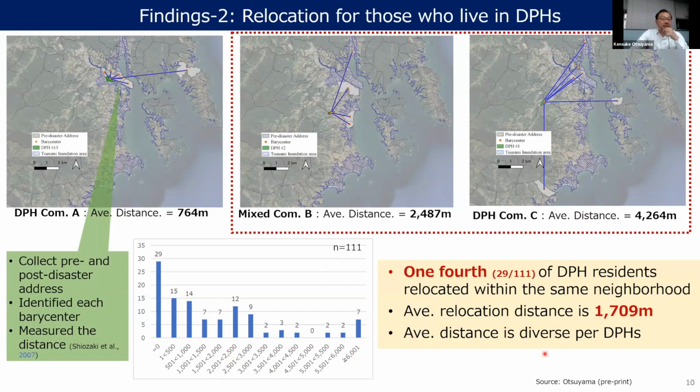The average distance is very diverse per disaster public housing. For example, in this disaster public housing, the average was only 764 meters, which means many people relocated very close. But in this neighborhood, the disaster public housing average was 2.4 kilometers, and this is the longest one, 4.2 kilometers. So these disaster public housings have different neighborhood characteristics. Again, due to the time limitation, I will explain the details of these two cases.